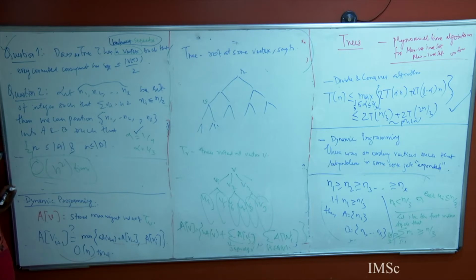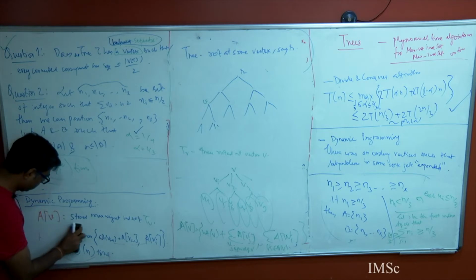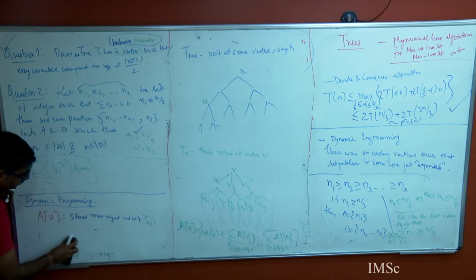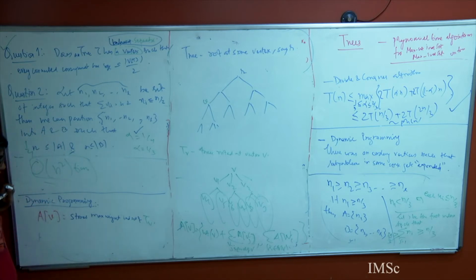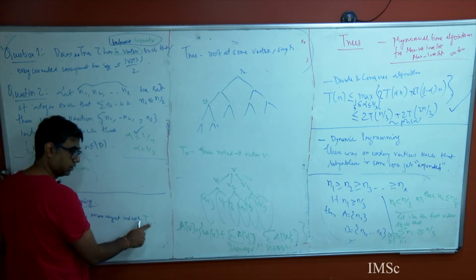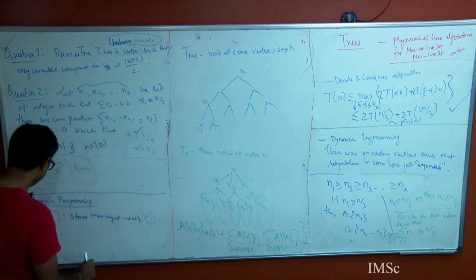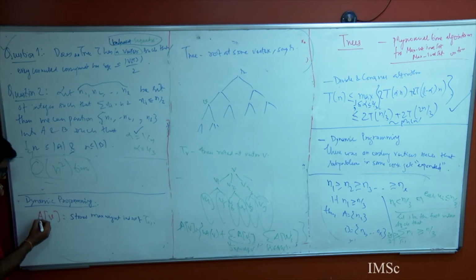Two-dimensional dynamic programming? Okay, so what should I do? The state will have two values. So store the maximum weight independent set of TV which has V and which does not have V. So AV of 0 and AV of 1. Okay, wait. So you want AV to store two integers. Let's call it, V is the vertex, right? So give it two different values.